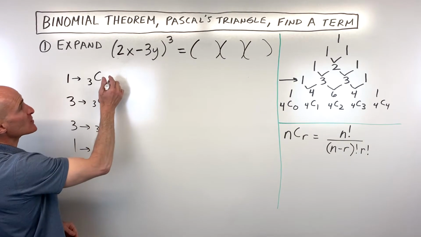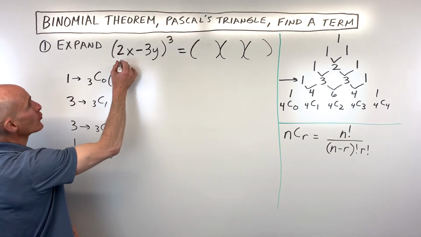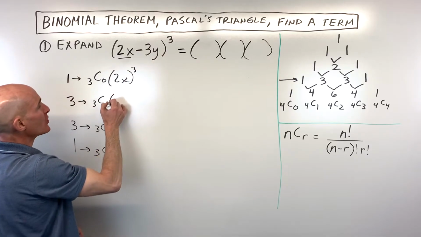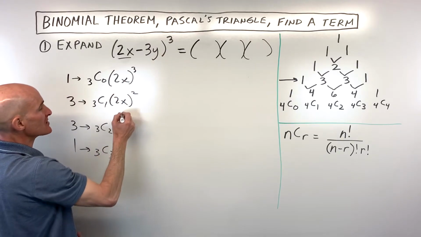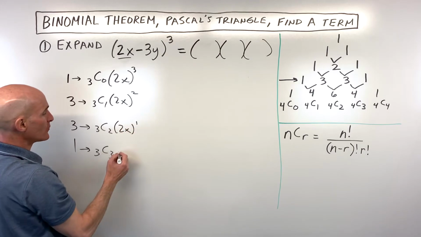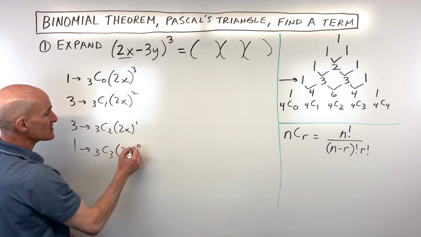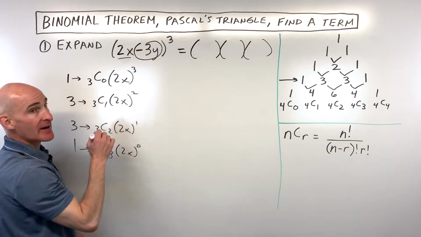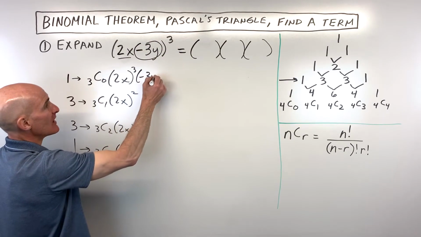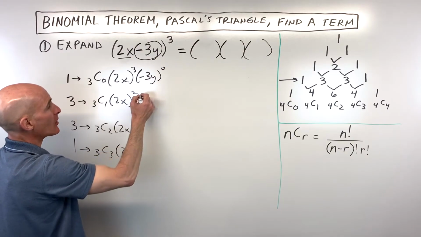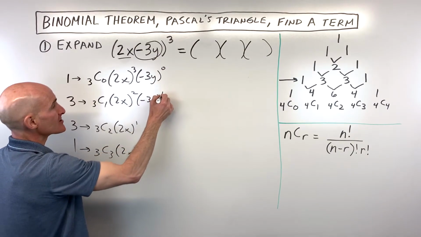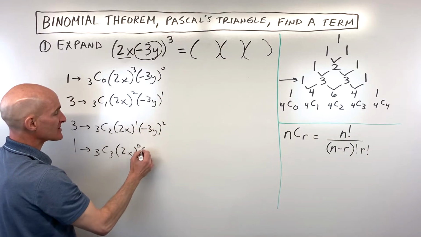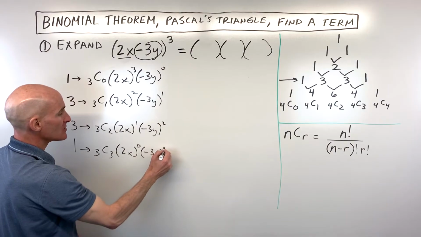Then what we do is we take this first term, 2x. You want to take that whole group here, and you're going to raise it to the 3rd power. And then you're going to go in descending order. So 2x to the 2nd, 2x to the 1st, 2x to the 0 power. Then you take the second term, and you want to make sure you capture that negative sign. This is going to be negative 3y to the 0th power. And then we're going to go in ascending order, so we're going to go up. So negative 3y to the 1st, negative 3y to the 2nd, negative 3y to the 3rd.